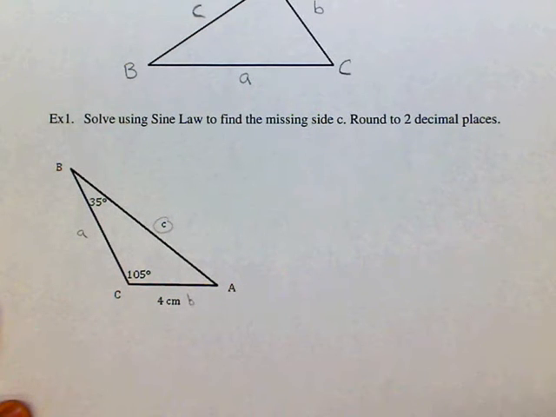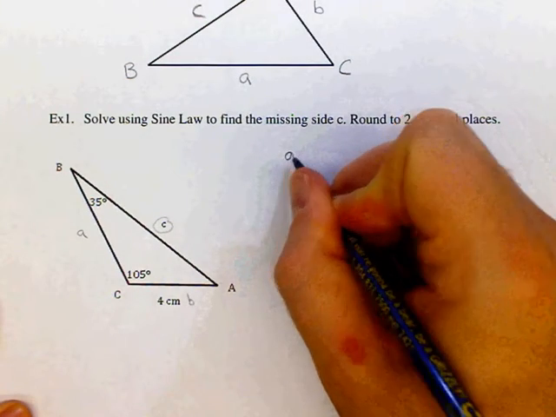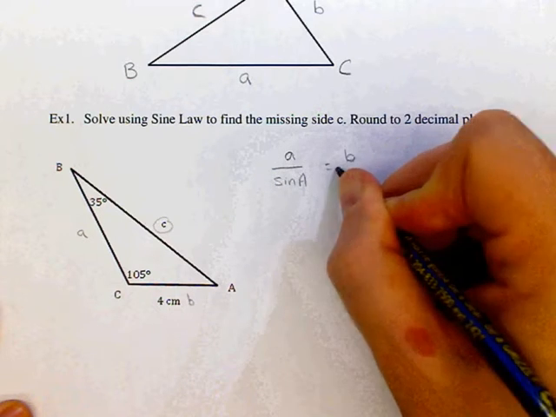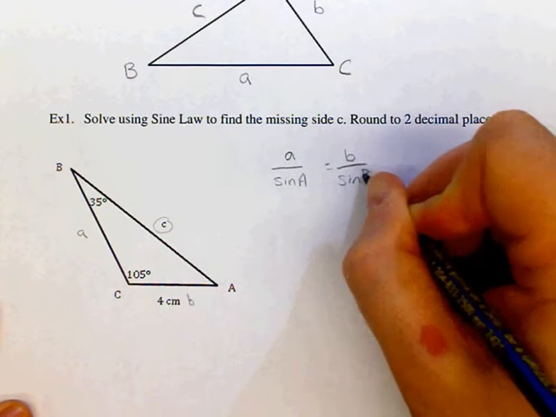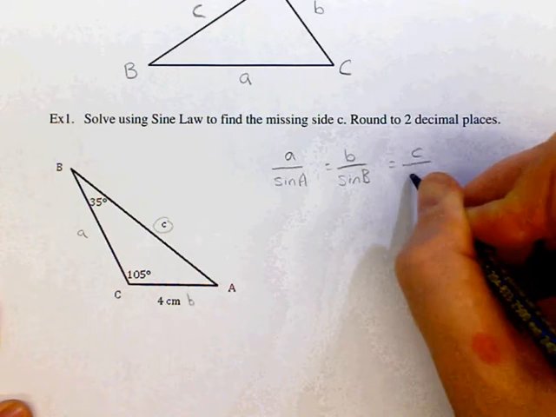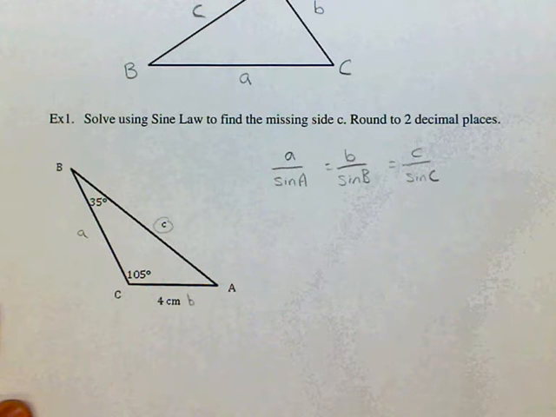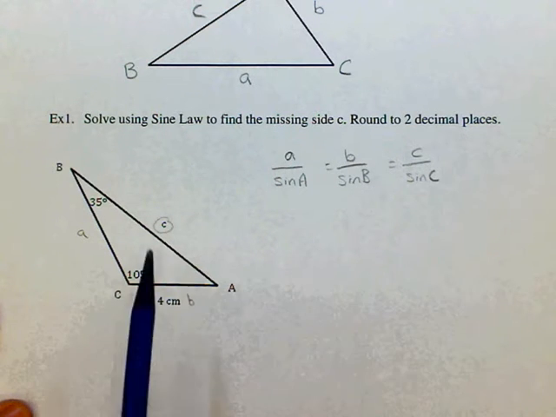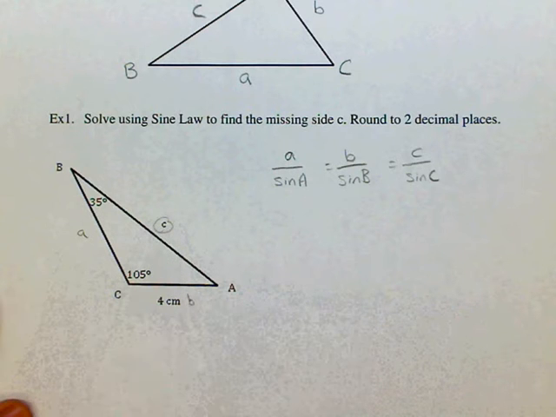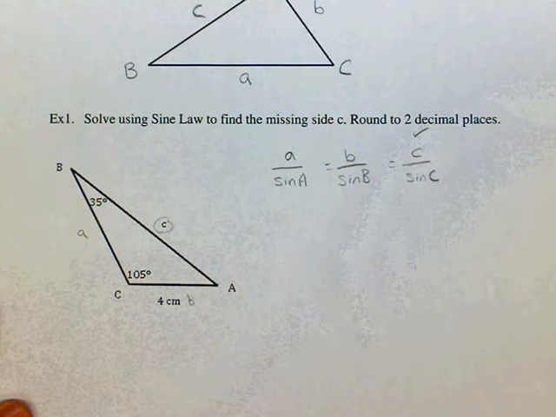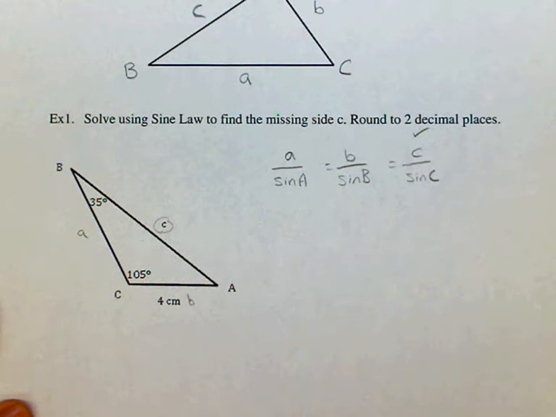So the first thing I do is write down the sine law. a over sine of A equals b over sine of B equals c over sine of C. Now we have to eliminate one of these parts. We're looking for side c, so we need to have my c's involved. Now the question is, where do we know both an angle and a side? Is it for a's or is it for b's?